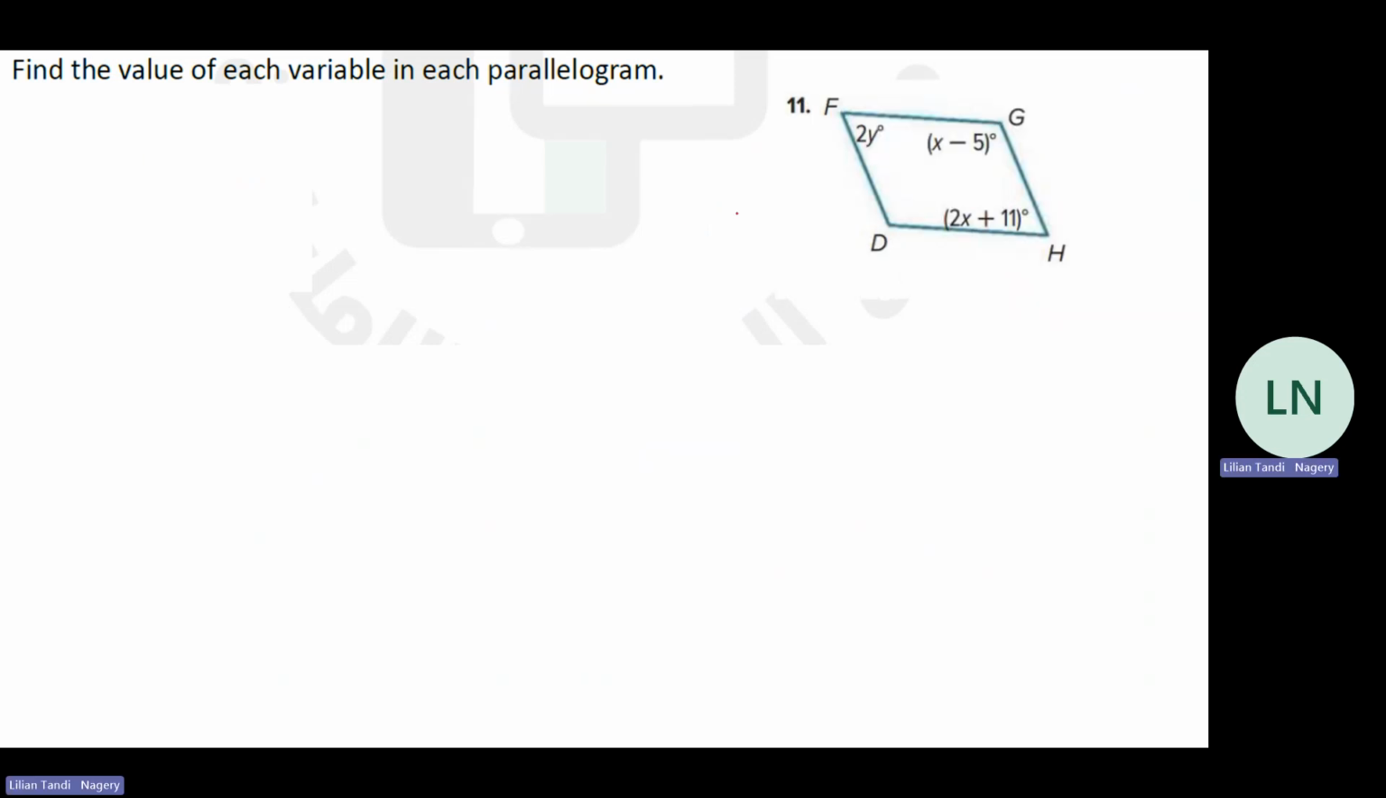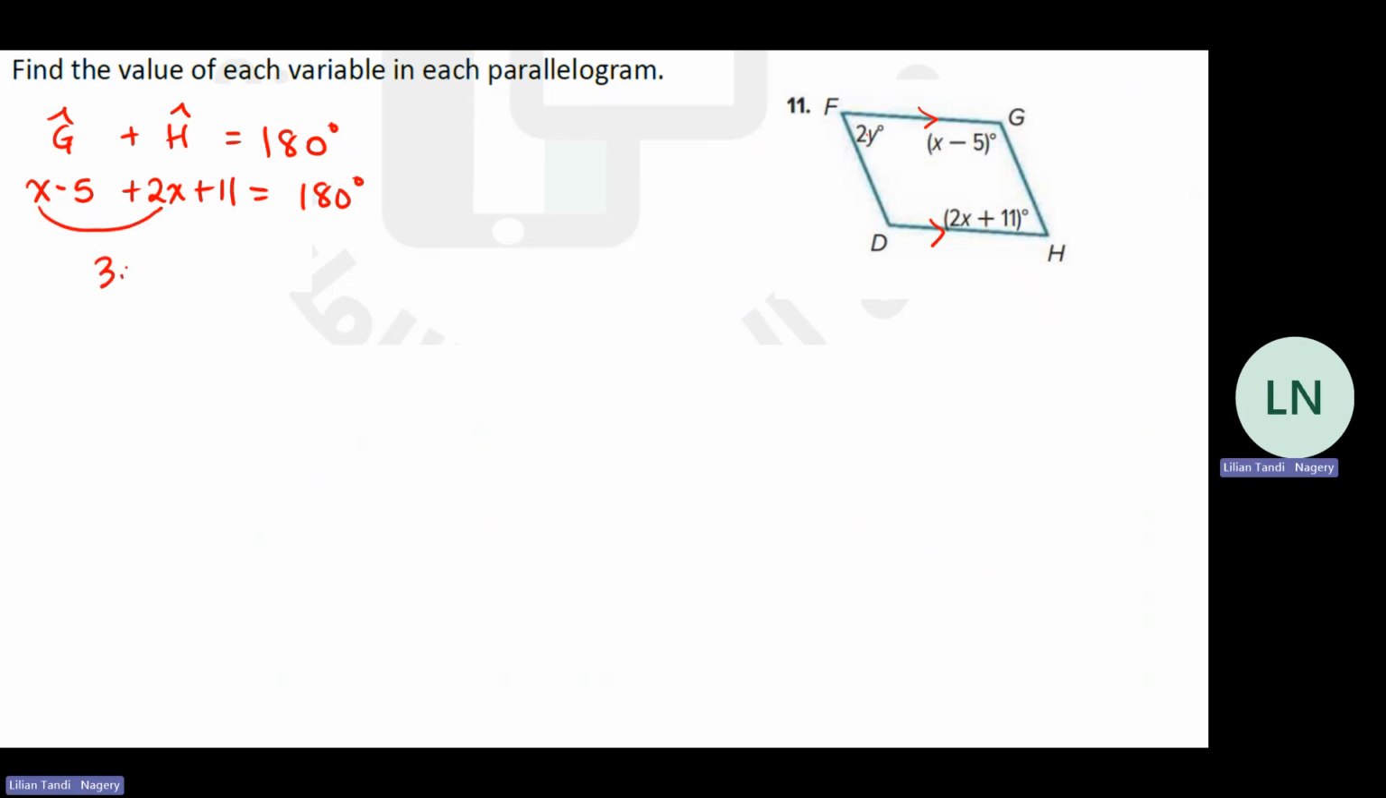Alright, in a parallelogram, opposite angles are congruent, but I cannot solve because the halves are different. We also know it's a parallelogram, so this line is parallel to that. So these angles are called consecutive interior angles. And what do we know about consecutive interior angles? They will always add up to 180. So angle G plus angle H is equal to 180. Angle G is x minus 5 plus 2x plus 11 is equal to 180.